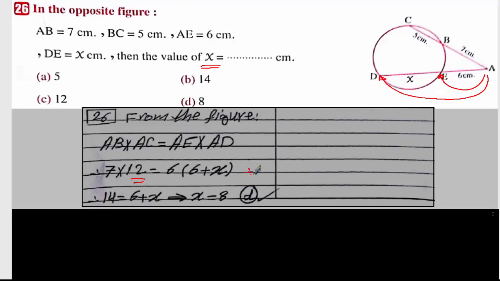Divide by 6 here. We get 12 divided by 6 equals 2, and 6 divided by 6 equals 1. So 2 multiply 7 equals 14. And in the right hand side we have 6 plus X. And from that X equals 8. And we choose letter D.